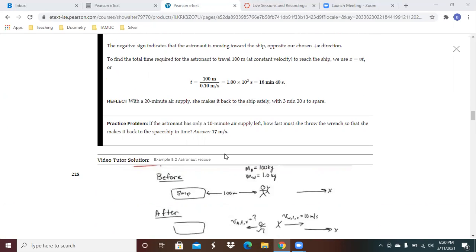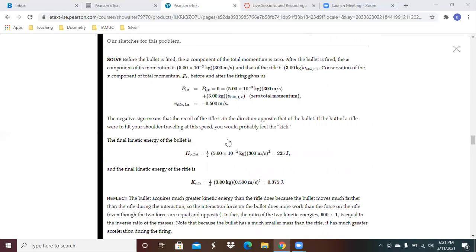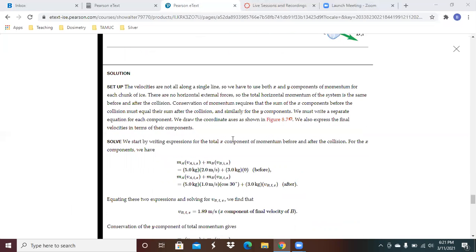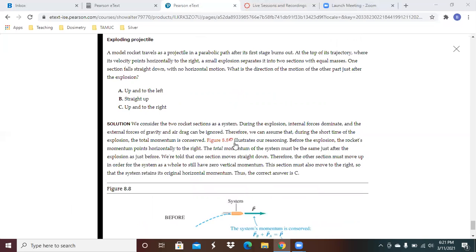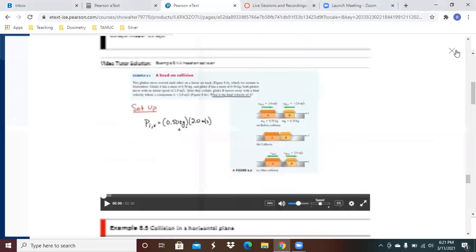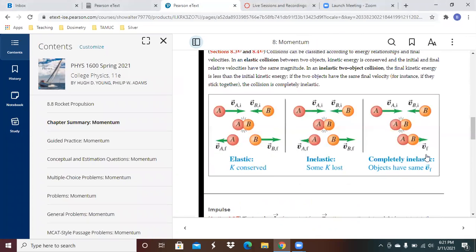And if you work the problem such that the astronaut only had 10 minutes of air supply left, you figure out that she has to throw it at 17 meters per second. So anyway, there are other problems there to work through, but that's an example of one of them. So moving on to the next two sections.